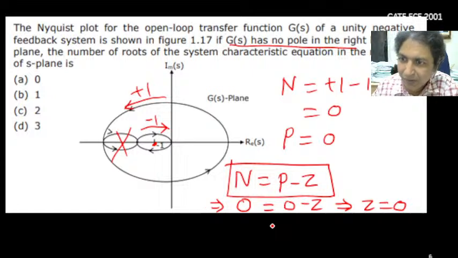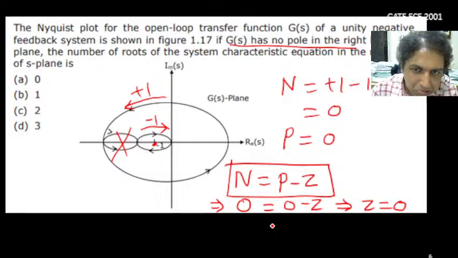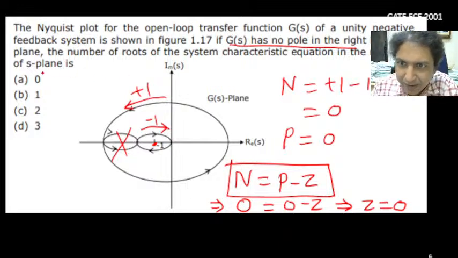Is it correct? Yes, Joy, you have done correctly. I hope it is a very simple thing. So this answer is A. Right. Now we can move to the next problem.